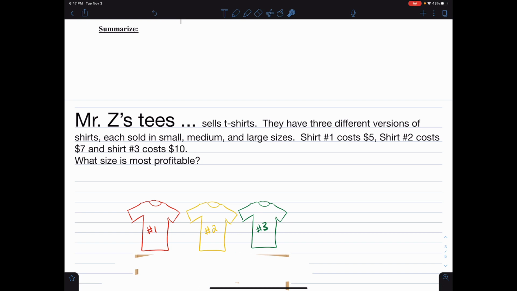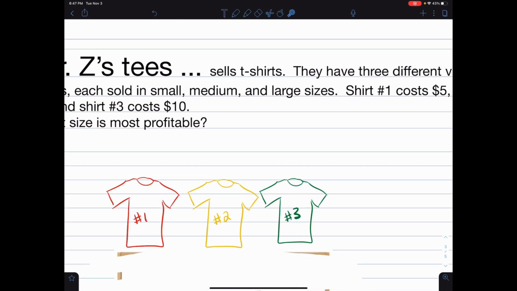I'm going to sell some t-shirts. I'm going to sell them in 3 sizes: small, medium, and large. And I'm going to have 3 different varieties of shirts. Each shirt's a little bit different, so they'll cost different money. I have pictures of the 3 so we can see that they're different.